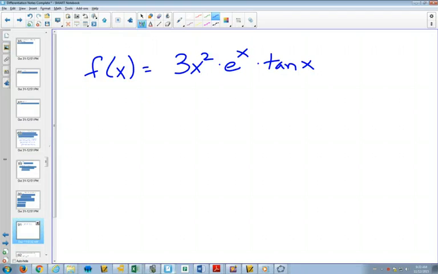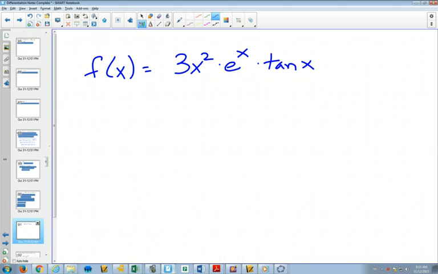What's the difference in this question from the ones we've done so far? We have 3 functions multiplied together. So how do we do 3 functions multiplied together? Well, we think of them as 2 functions multiplied together, where one of them has 2 functions inside of it multiplied together. So our product rule said one function times another function.